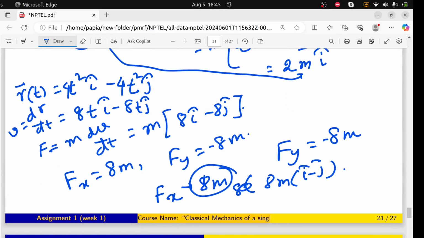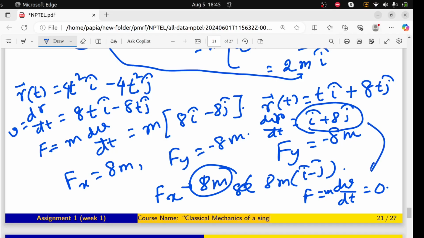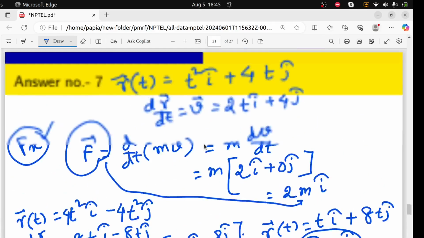For this case it will not come as 0, but let's say r of t is something like t i cap plus 8t j cap. So for this case dr/dt equals i cap plus 8 j cap, but F equals m dv/dt, that is coming as 0. You can see that for all the cases there is no t dependency, so as a whole it will come as 0. So this can also be possible. So net force is 0.